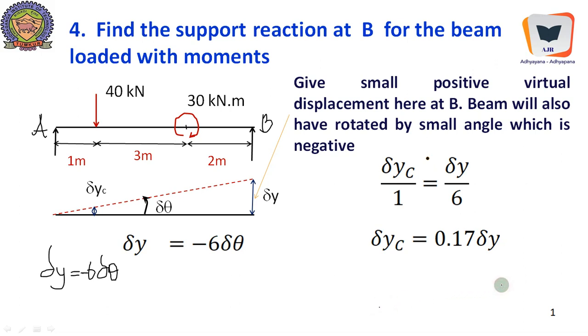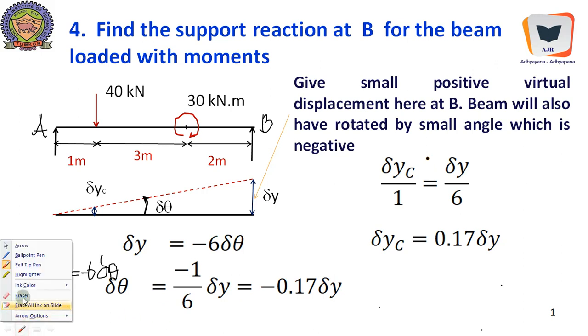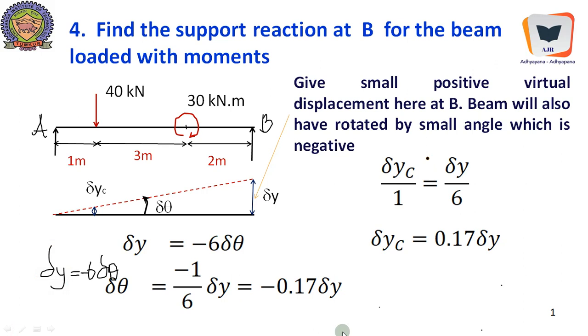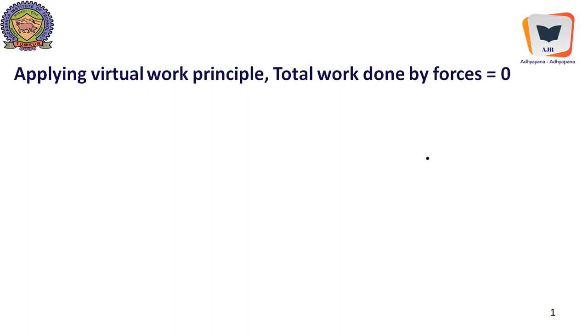Now del y is also equal to minus 6 del theta. Therefore del theta equals minus 1 by 6 into del y, minus 0.17 del y. So we have expressed del theta also in terms of del y, so that whenever moments come into the picture, we will just multiply this. So that will become the work done by the moment. Work done by the moment is moment into theta, and theta here is converted into linear measure in terms of del y. Right, applying the virtual work principle, total work done by the forces equals 0.